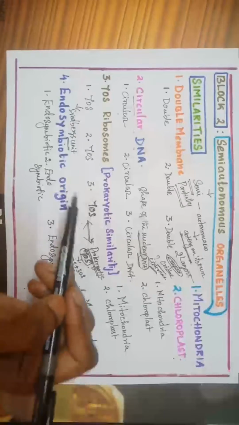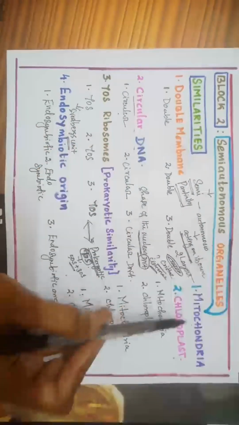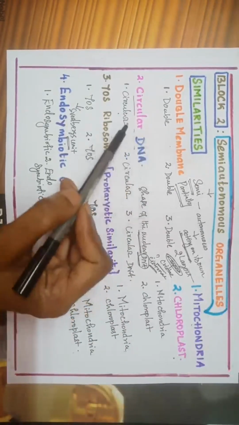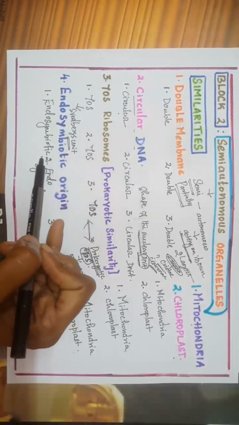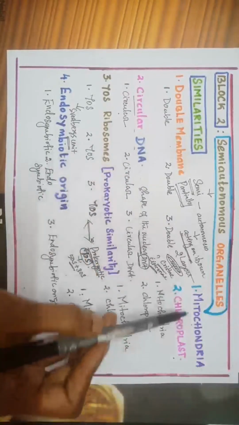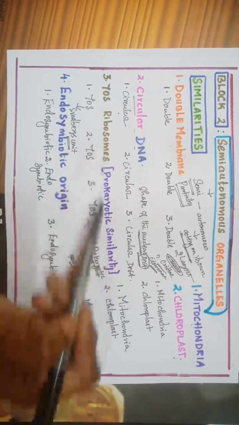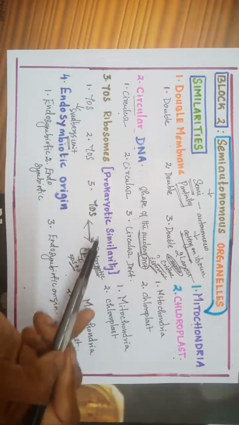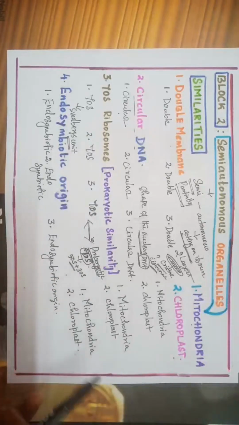Now, shall we quickly see the similarities? Both mitochondria and chloroplast have a double membrane, that is 2 layers, circular DNA, 70S ribosomes, and endosymbiotic origin. All these 4 are shared by both mitochondria and chloroplast. The 70S ribosomes show similarity with the prokaryotic ribosomes because both are of 70S type. Okay. Now the question, I explained you already.